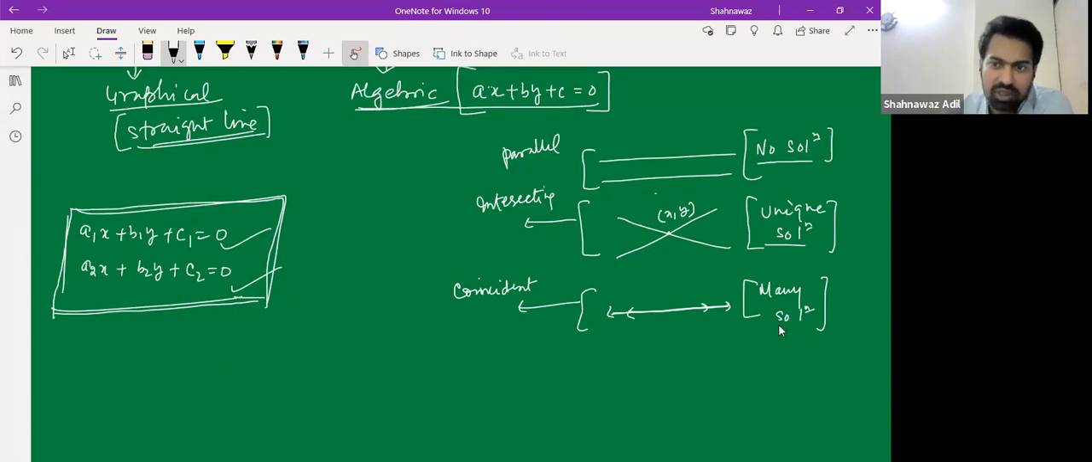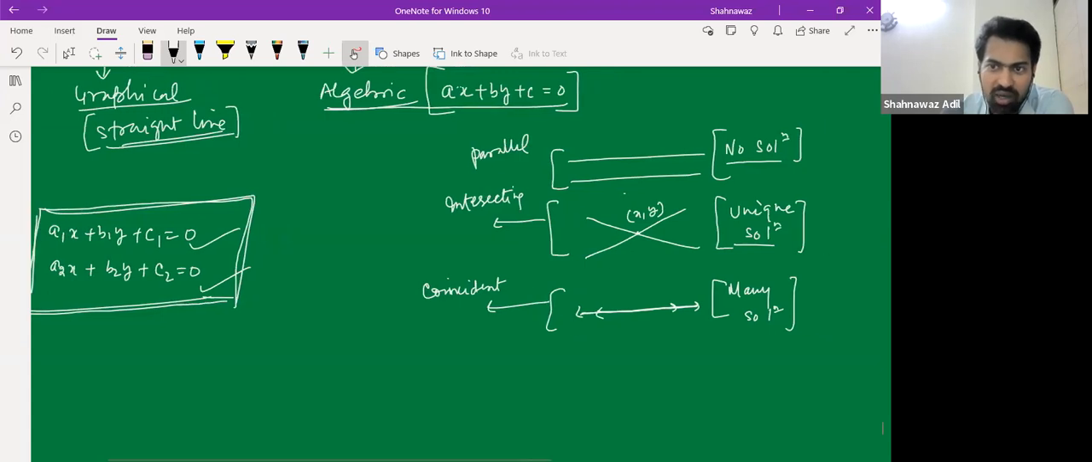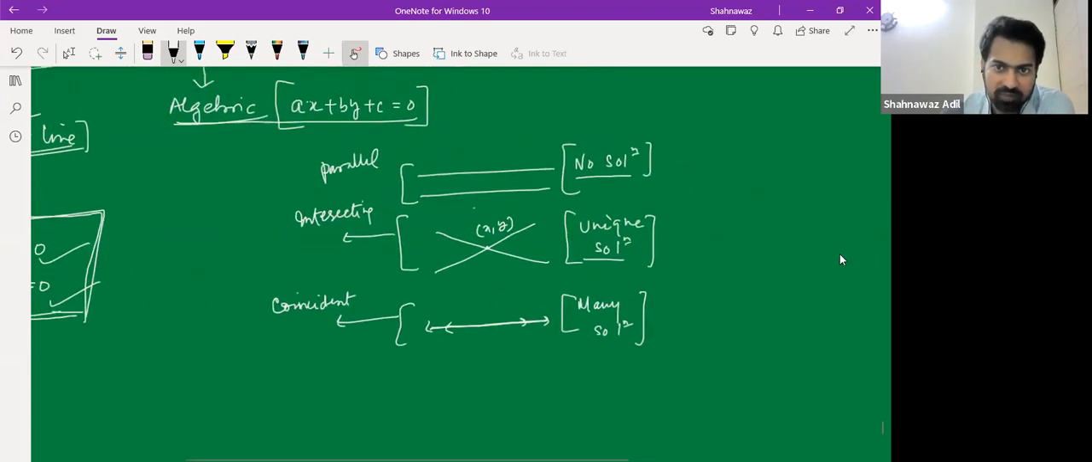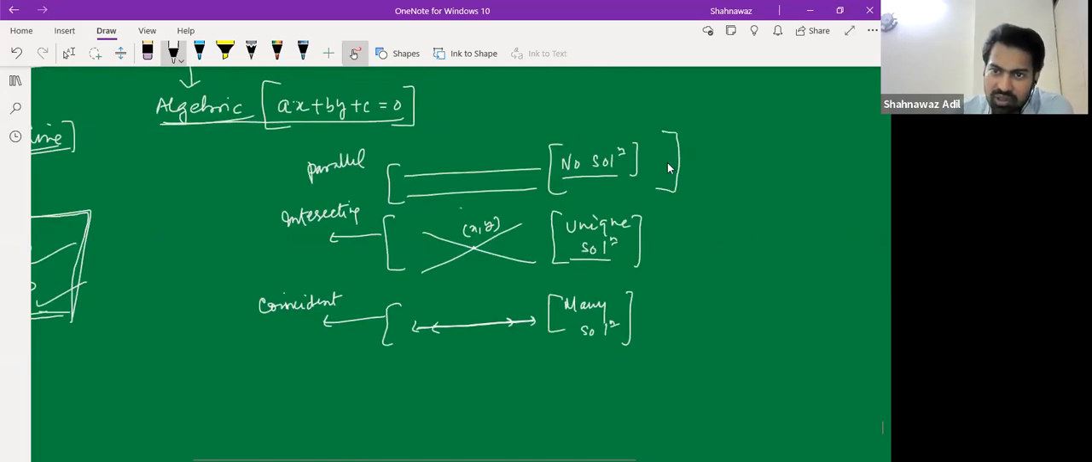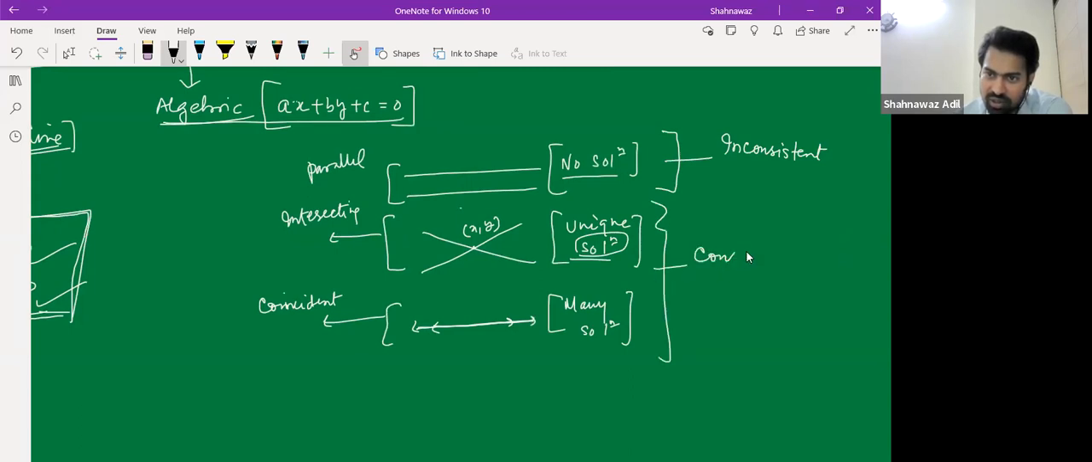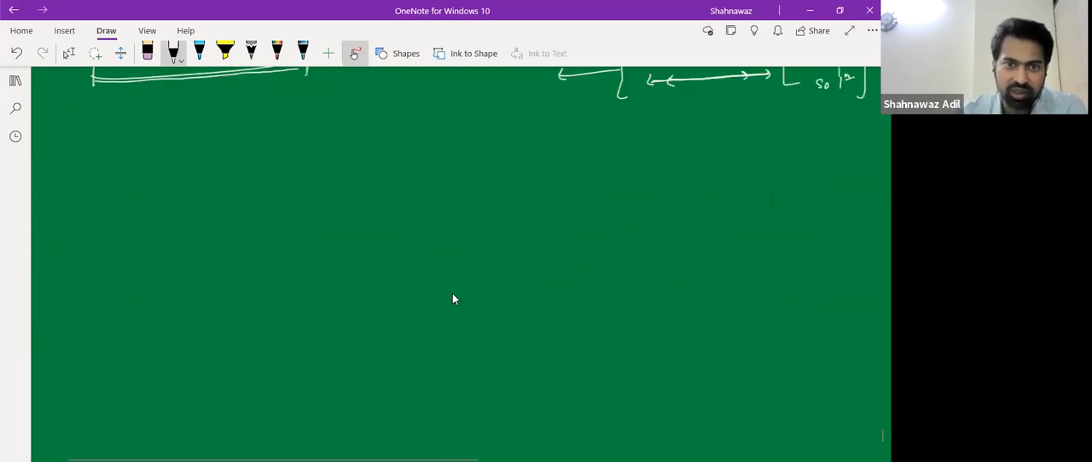So this is from the graphical point of view. Now we will learn about the algebraic point of view. If there is no solution, then we say that this is inconsistent. And if we have a solution, for these two cases, one giving a unique solution and the other giving many, we say that this is a consistent equation. Right, consistent. So this was about the graphical perspective. Let us understand the algebraic perspective.